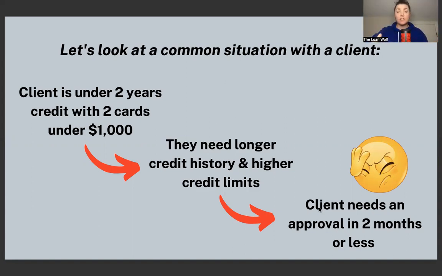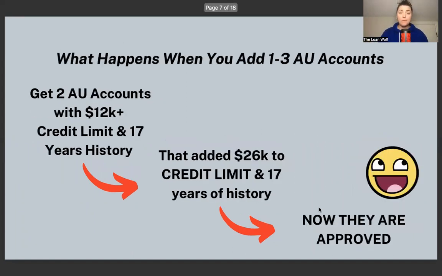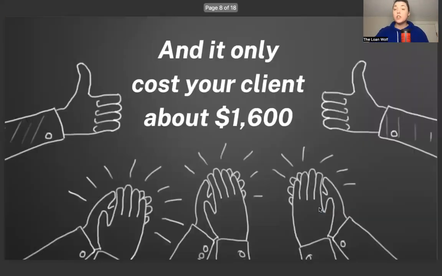So let's revisit the situation. You have under 2 years, light credit. This is considered light credit, okay? What happens when you add 1 to 3 authorized user accounts? In this situation, I'm going to use two. So imagine that you or your client get two of our authorized user accounts with 12,000 plus in credit limit and with 17 years history. So we're doing two things. We're adding credit history and we're adding credit limits. It will show that you have a higher credit limit and longer history. So they go from not being approved to being approved.